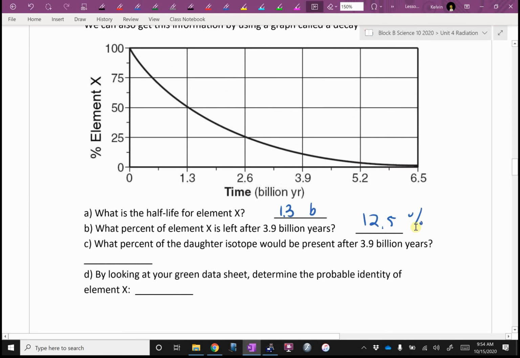What percent of the daughter isotope would be present after 3.9 billion years? It's a top. Casey. It's a top. Good. Don't write this down, but someone usually asks, don't add this to your graph. The daughter graph would actually look like this. That would be the daughter increasing. 87.5%.